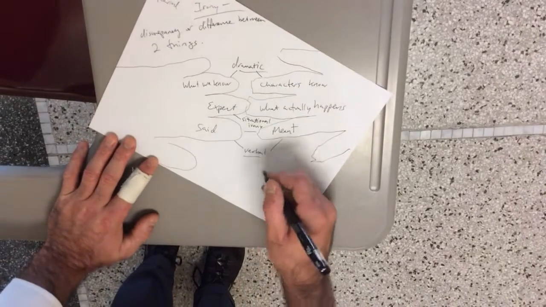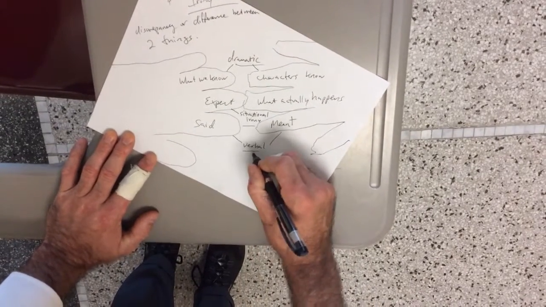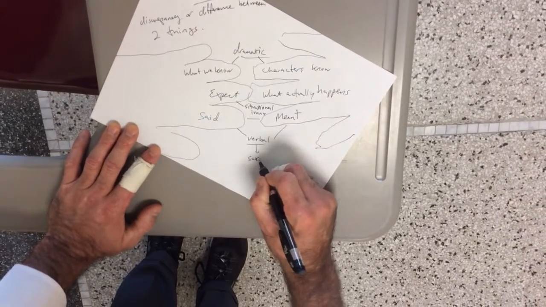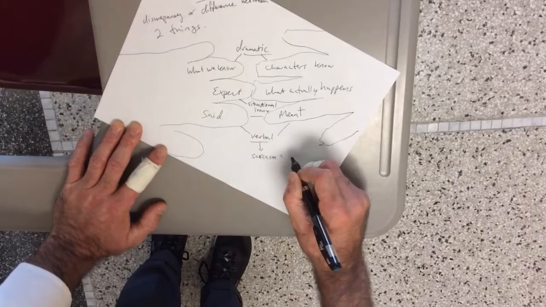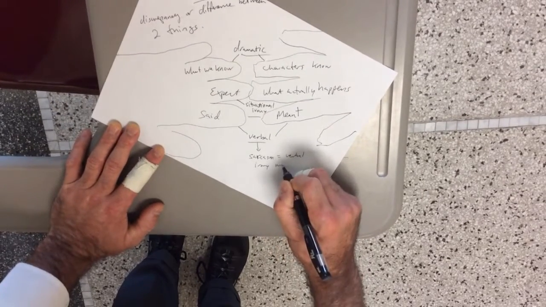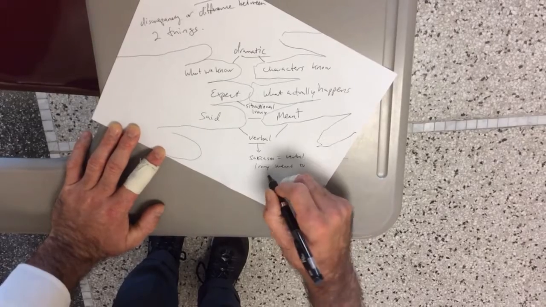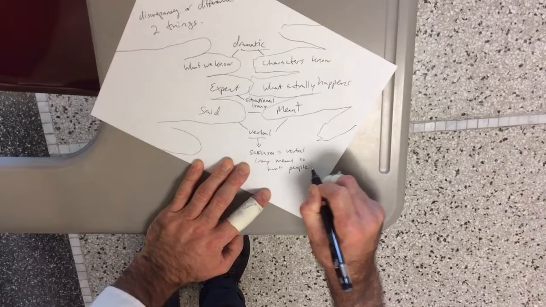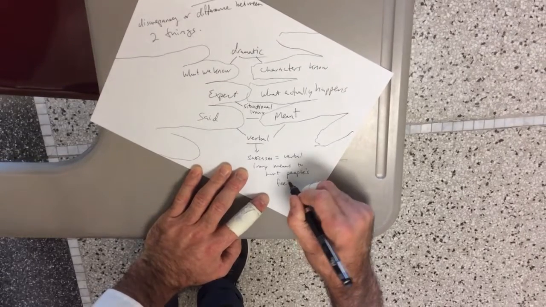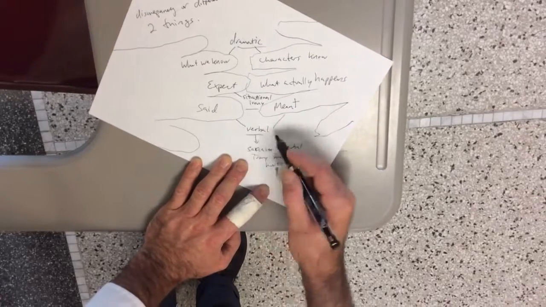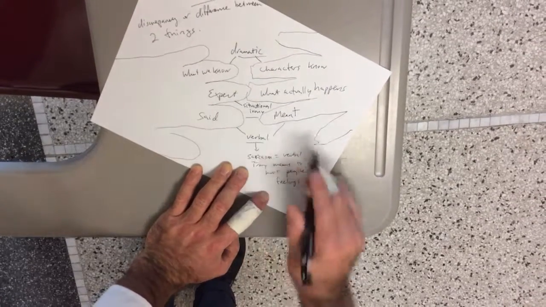Now some kids go, well, is verbal irony sarcasm? It's related to sarcasm. Sarcasm is verbal irony meant to hurt people's feelings. So that is something that we need to kind of know about as we go forward. So now we know that verbal irony is not always sarcasm, but all sarcasm is verbal irony.